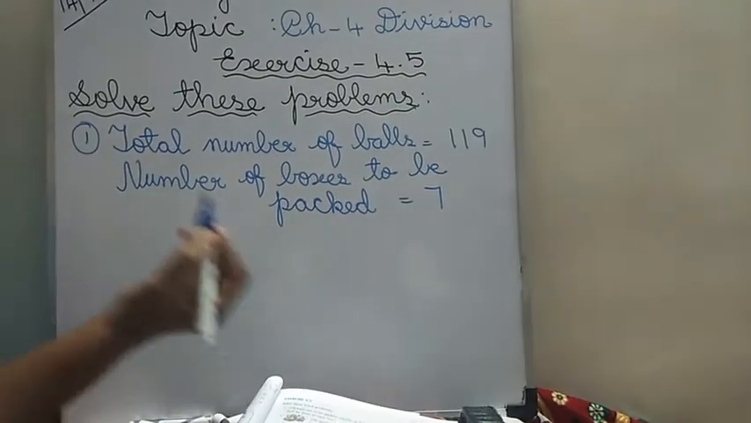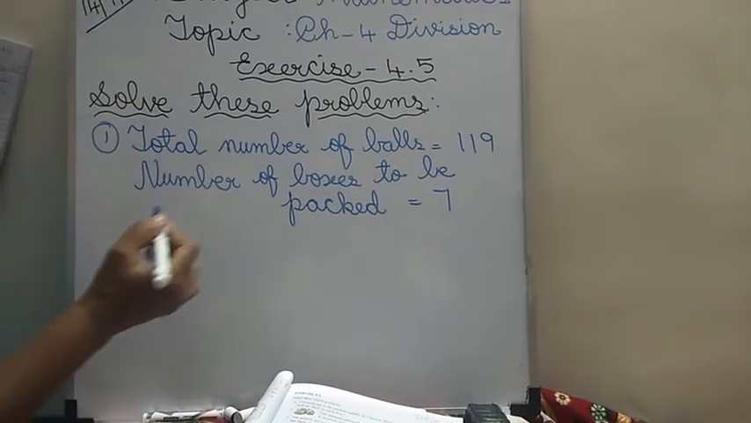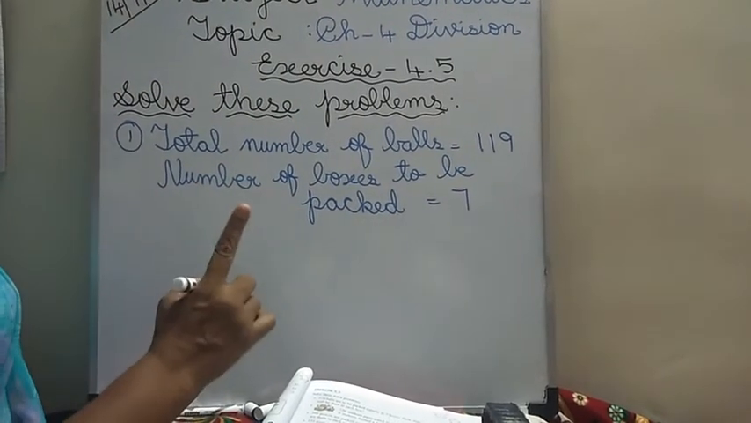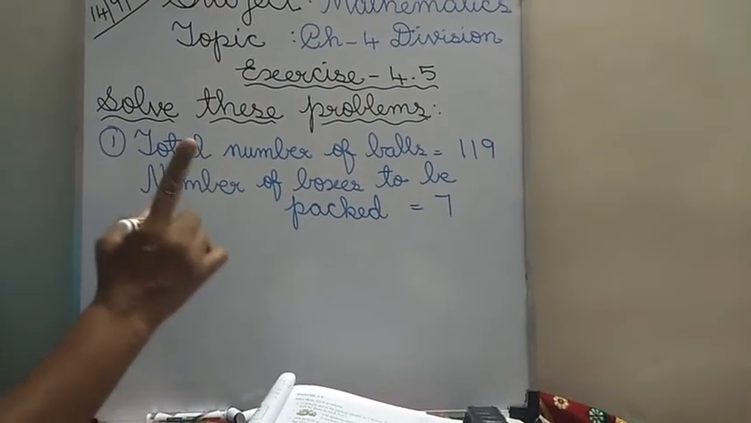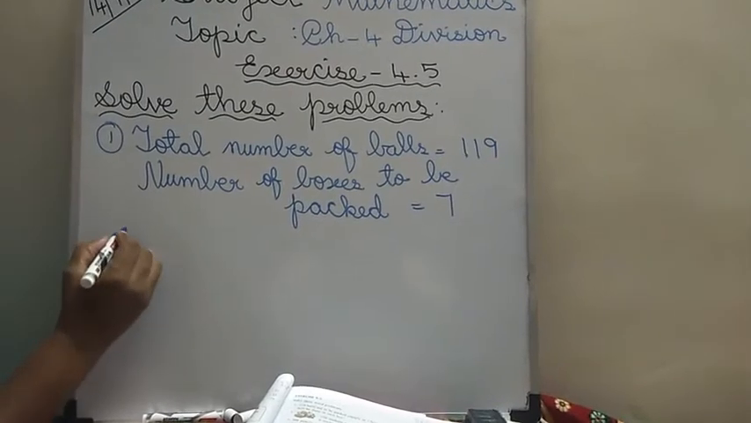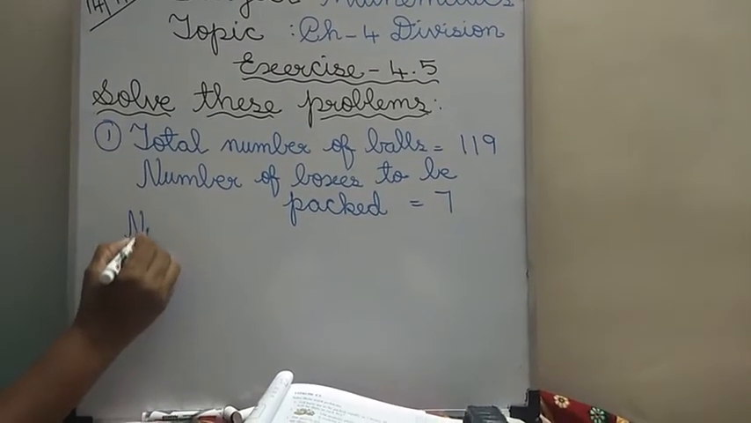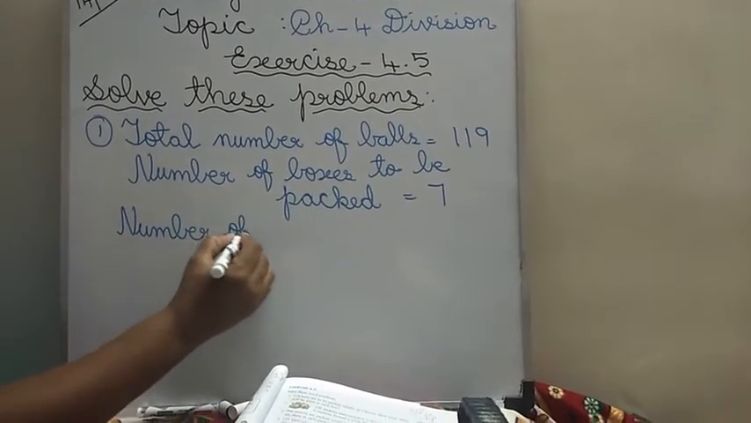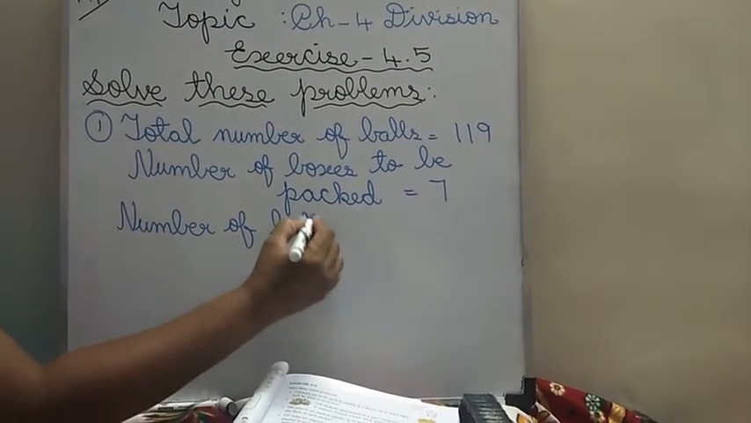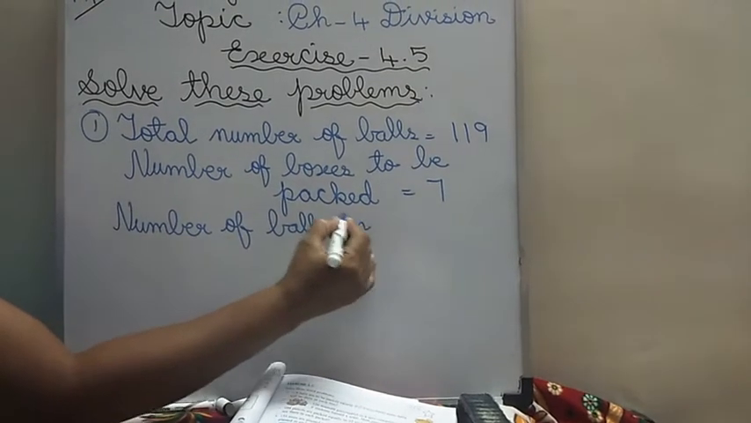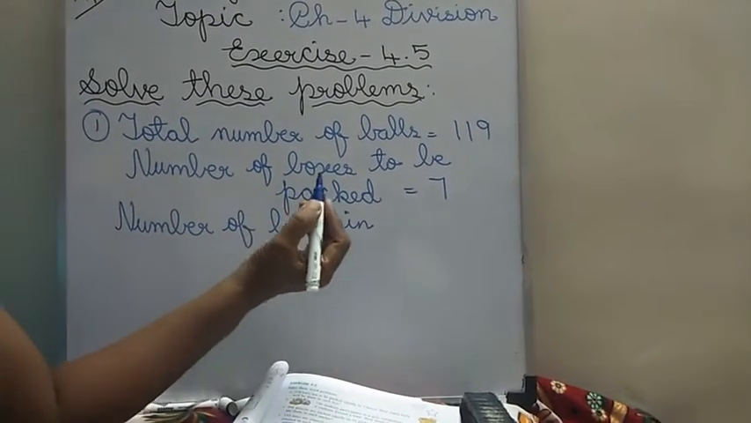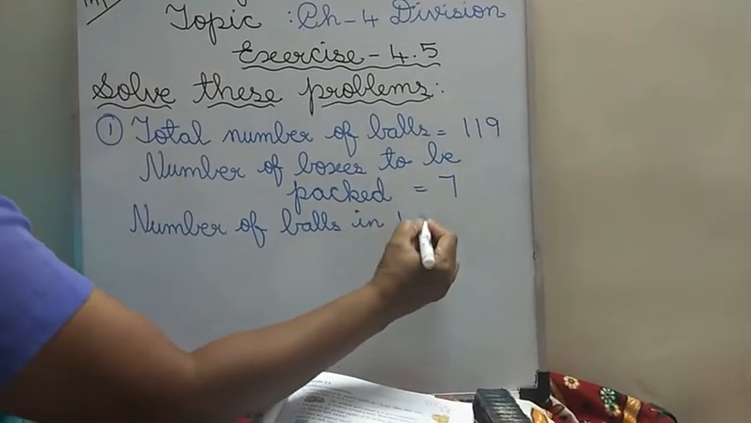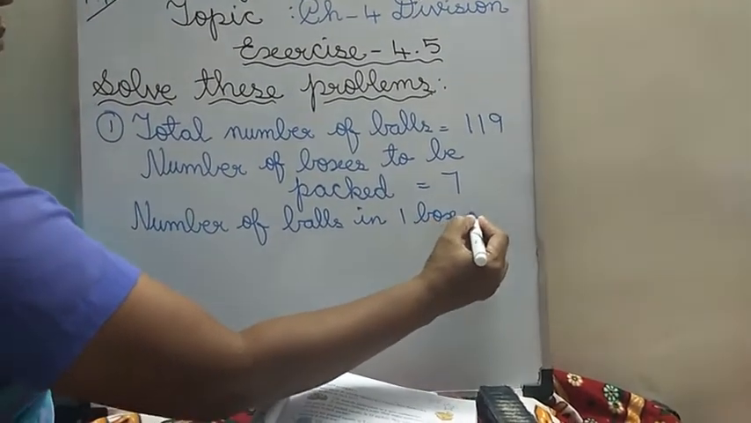7 boxes is there. And so what we have to find out? Number of balls in one box. So in one box, how many balls are there? We have to find out. So what you have to write? Number of balls in each. Each means 1. Children, you should all know each means 1 box.